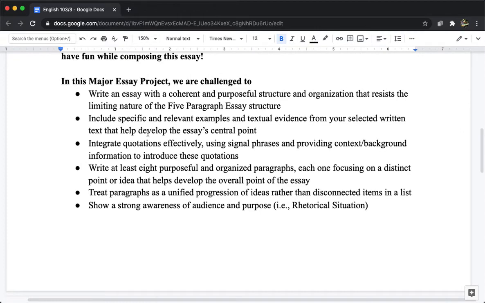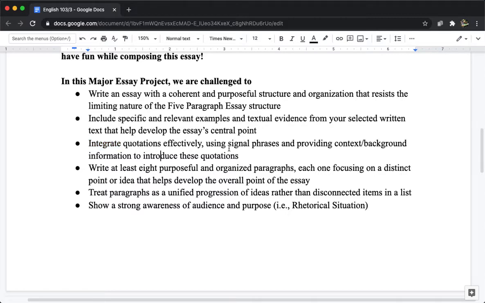So we need to make sure that we include specific and relevant examples from the article, from the source that we're analyzing, and textual evidence, meaning that we have quotations incorporated into our essay. And this leads into the next challenge. We're challenged to integrate quotations effectively using signal phrases and providing context or background information to introduce these quotations. To integrate means that we build it into the structure of the essay. It fits in the essay, right? It's not just thrown in there and treated like an afterthought. It's built into the essay. So we want to make sure that we integrate these quotations effectively.